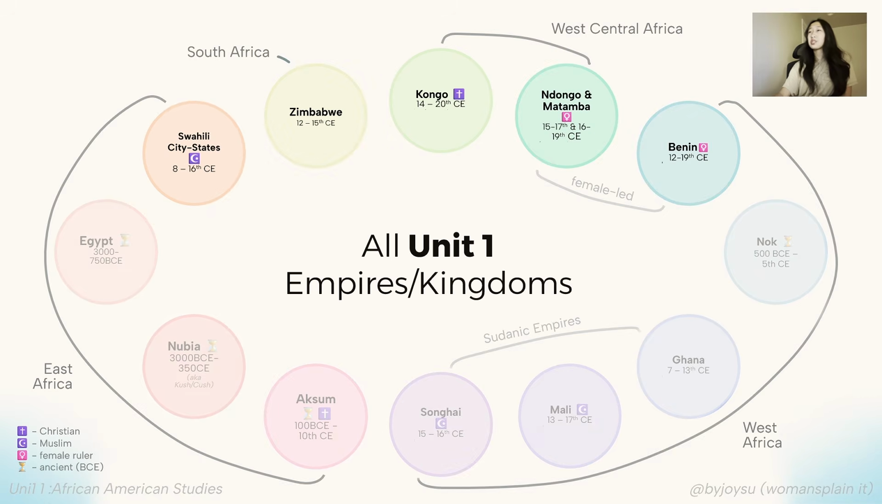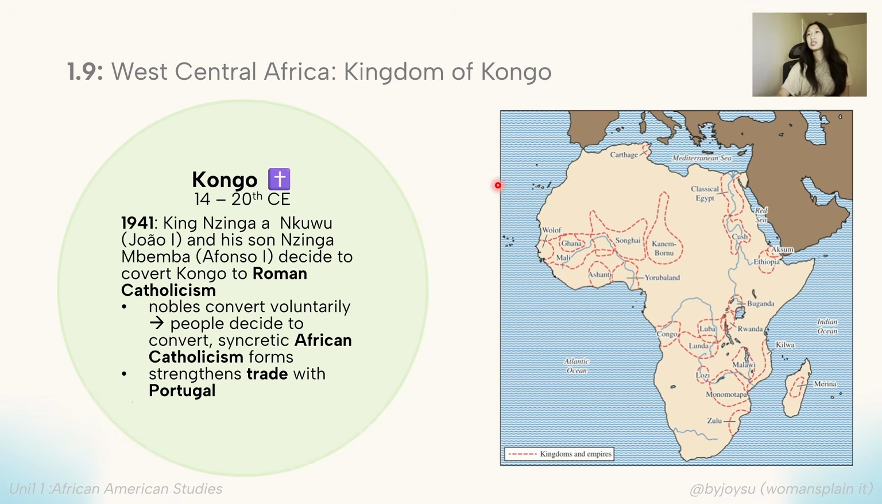One of the regions that was known for their religion was Congo, so I want to talk about them next. They're here in West Central Africa. Well, Congo was a nation that voluntarily decided to convert to Roman Catholicism. Because so many nobles voluntarily converted, we saw pretty widespread acceptance by the people without any foreign colonial occupation. This also creates the syncretic African Catholicism, which is here today.